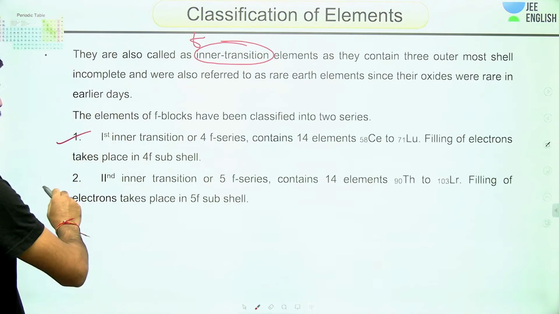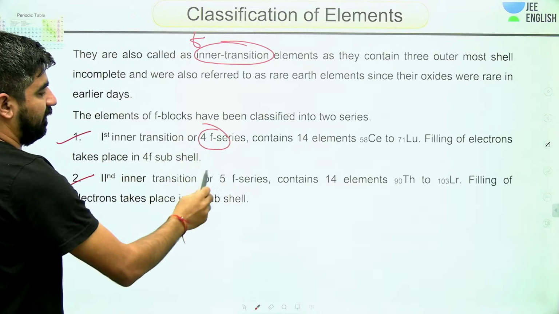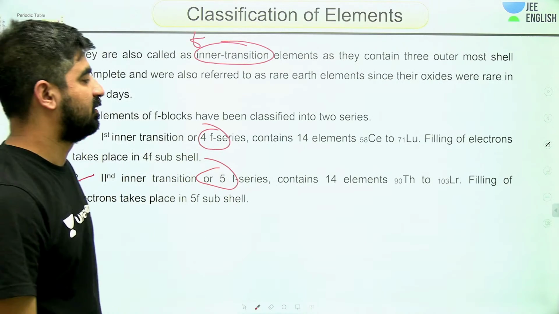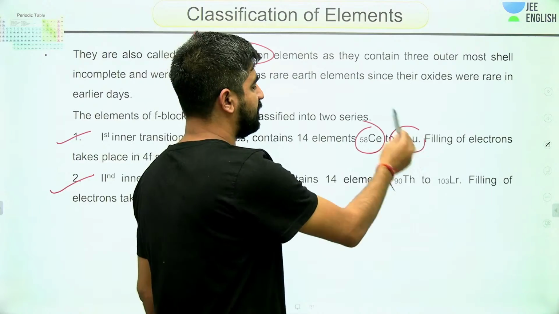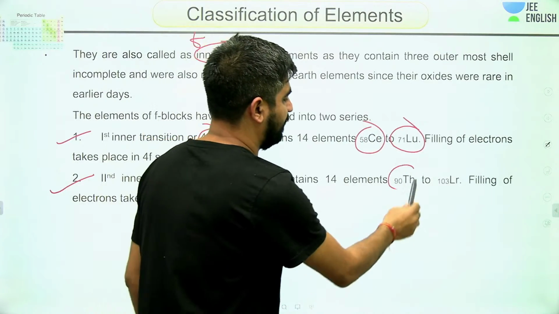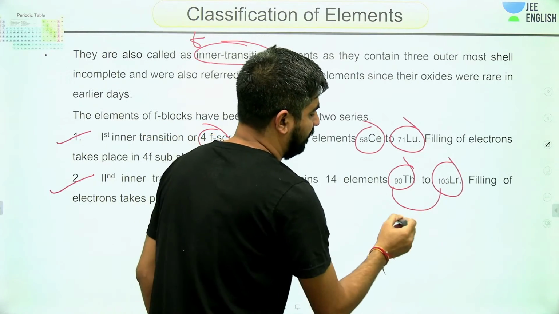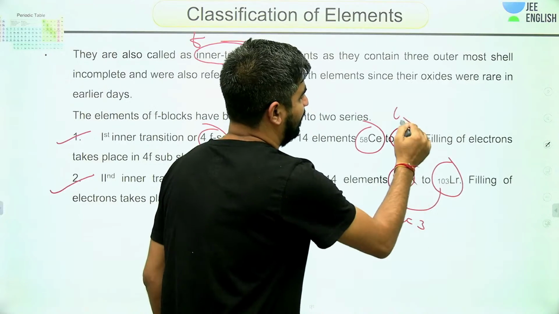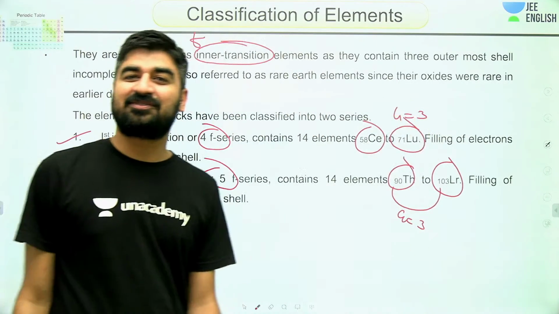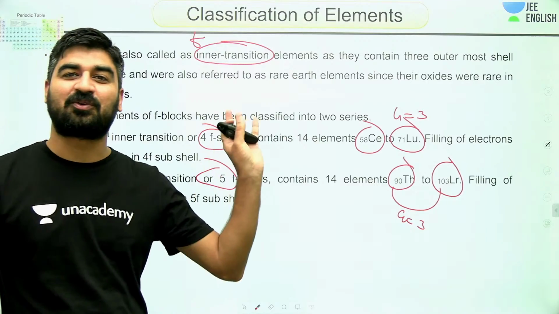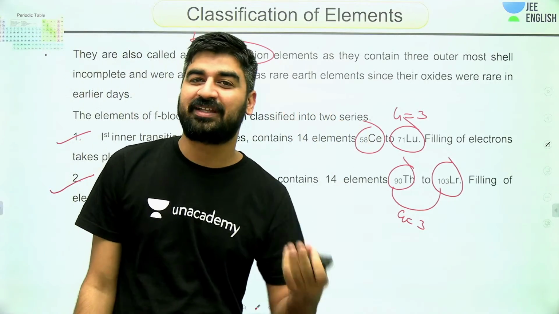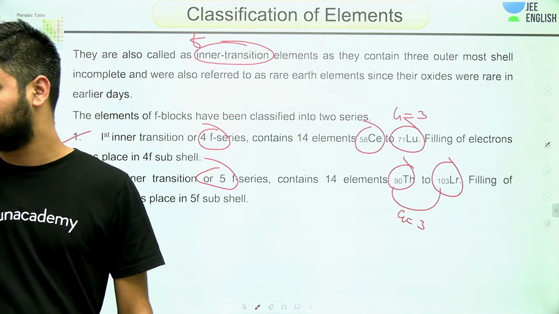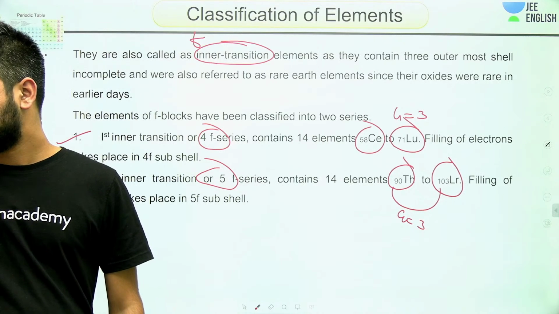They have been classified into two series, 4f and 5f. It starts from cerium to lutetium, and the other starts from 92. So all elements will have group number 3. Right? Period will change, but the group will be the same for all 14 elements or 28 elements. Group number will be 3. Got it?